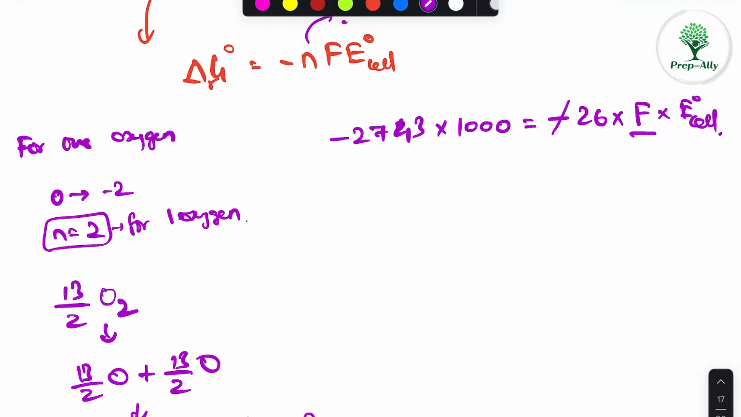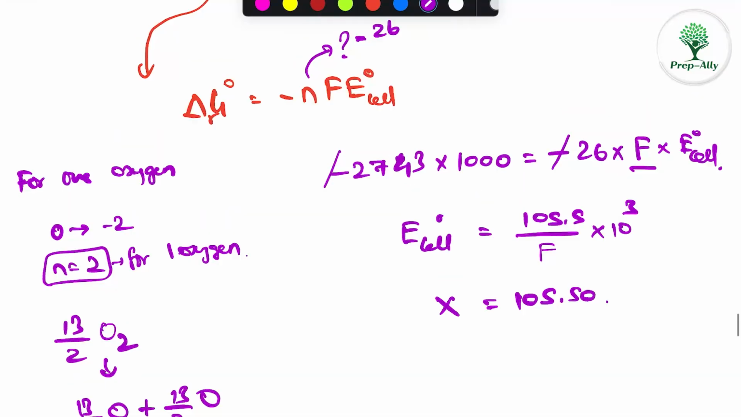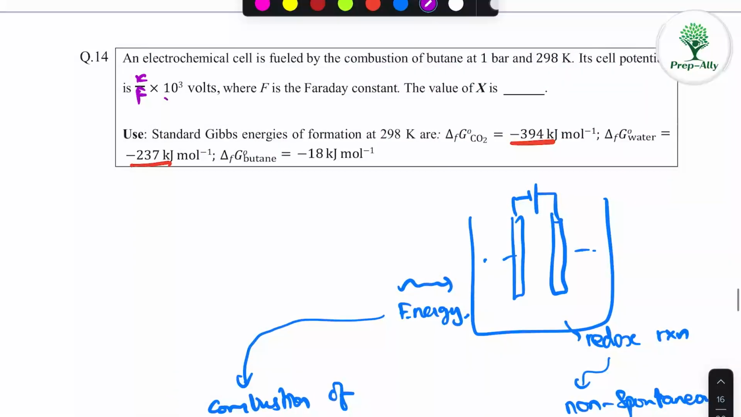Okay. Now I can cancel this minus sign. So if I find the E cell of this reaction, it is going to be around 105.5 divided by F into 10 power 3. So the answer is going to be 105.5. So this x is going to be 105.5.